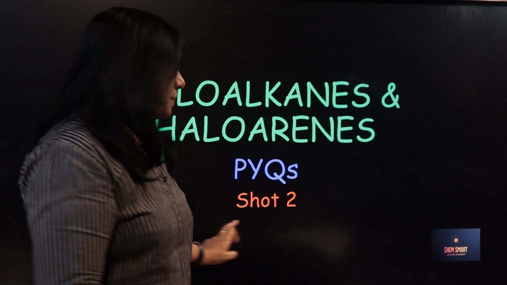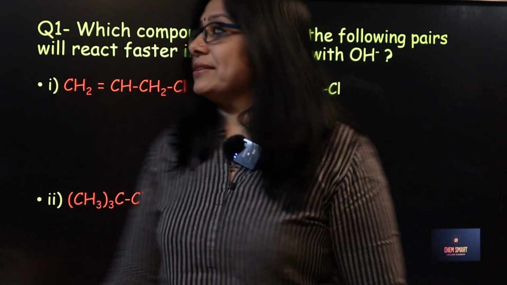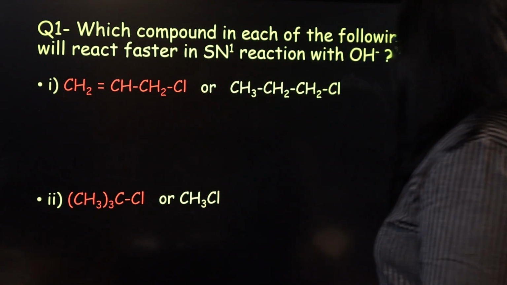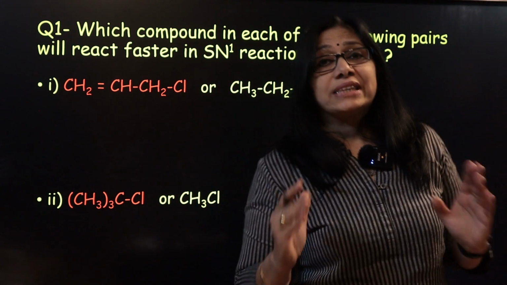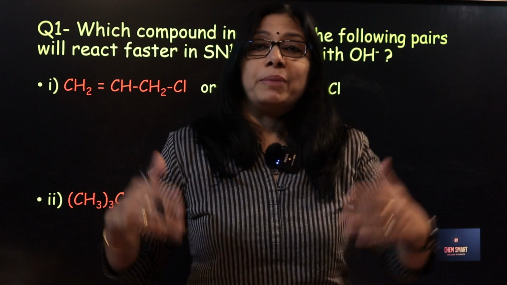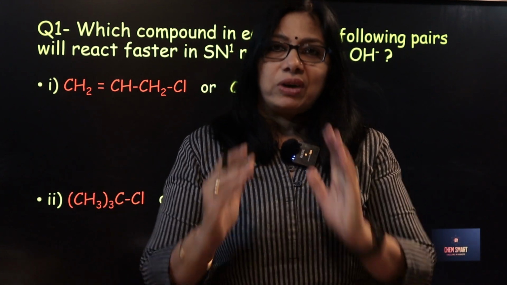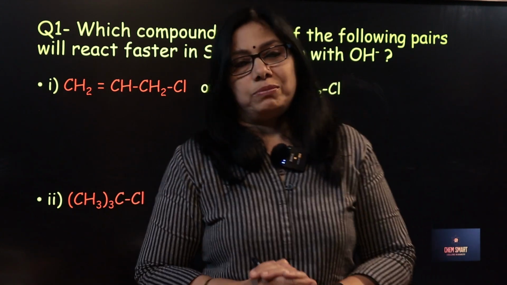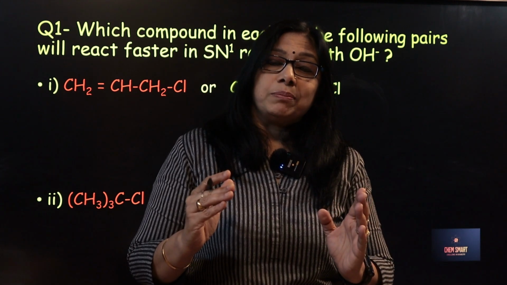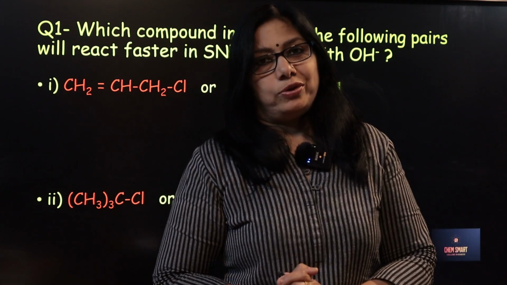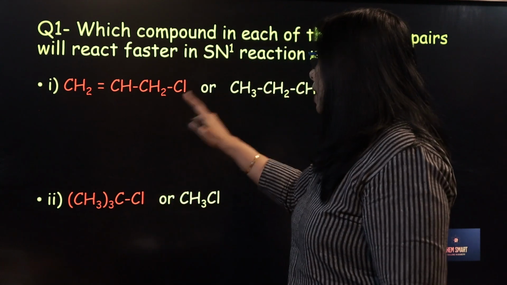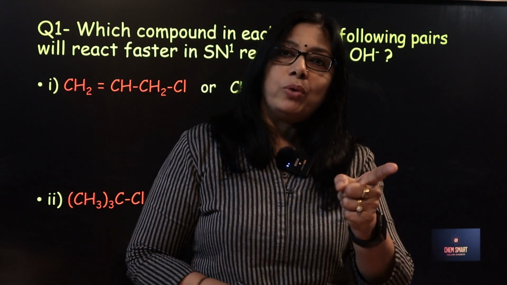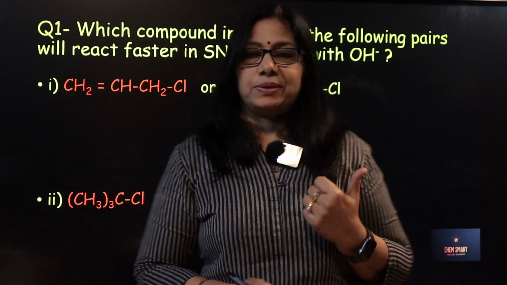The questions for today are, question number 1: which compound in each of the following pairs will react faster in SN1 reaction with OH minus? You know, SN1 reaction is all about the formation of carbocation, right? SN1 reaction undergoes a mechanism in which there is a carbocation formed. So, SN1 mechanism depends on the stability of the carbocation, if you remember. So, we have to compare in which case carbocation will be more stable. That compound will undergo faster SN1 mechanism.